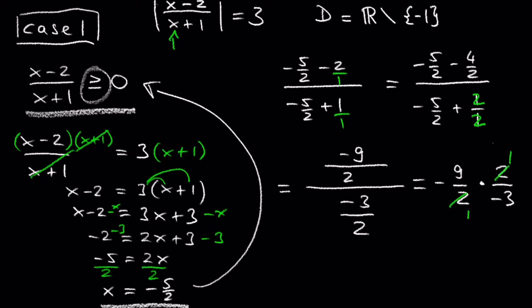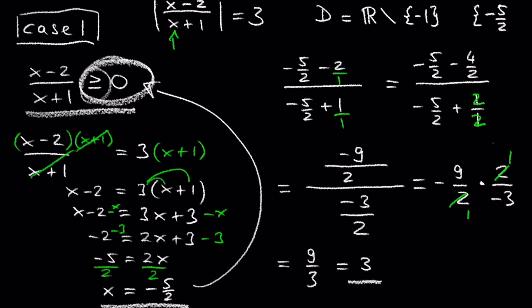So we have 9/3, which is 3. What did we want to check here? We wanted to check if this is greater than or equal to 0. And indeed, 3 is greater than or equal to 0, so we can put negative 5/2 in our solution set.